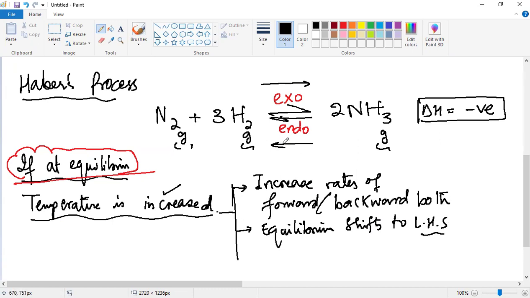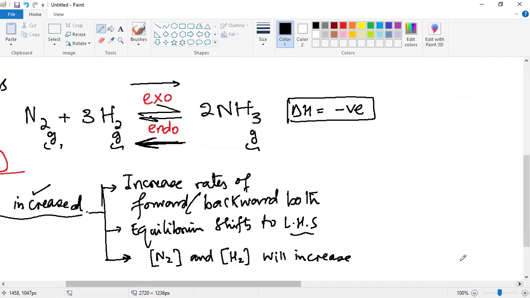And when the reaction gets faster in the backward direction, that means more reactants will be formed and less product will be formed. So as a result, the concentration of nitrogen and concentration of hydrogen will increase because backward reaction was faster, and the concentration of product, ammonia, will decrease because more of your product is now going back to reactants.